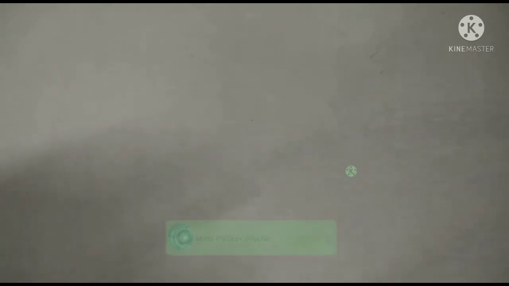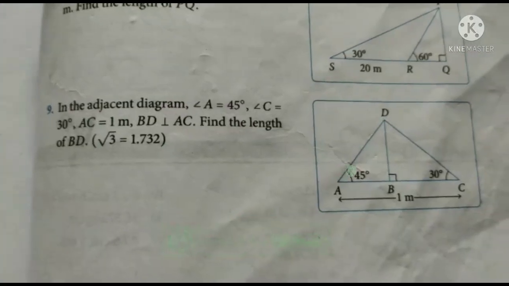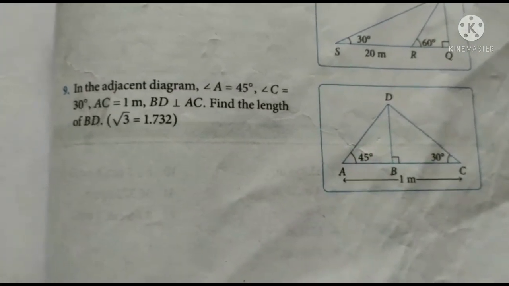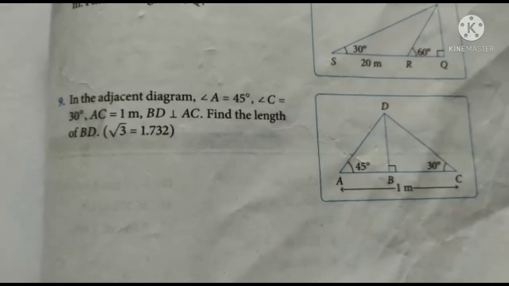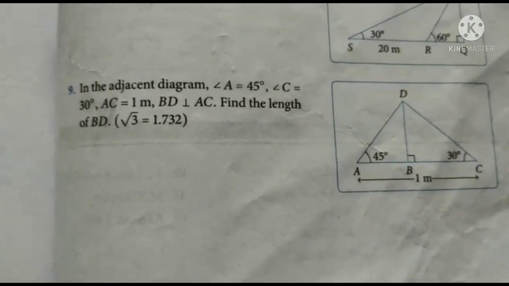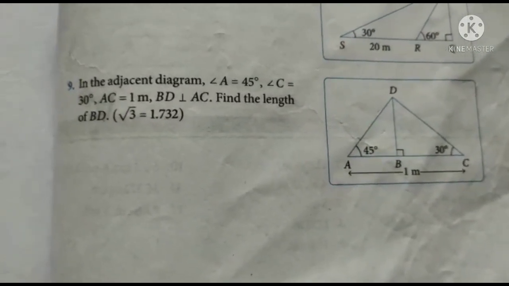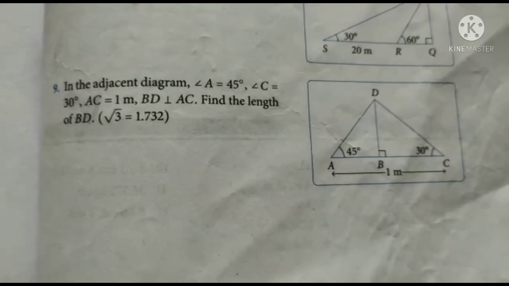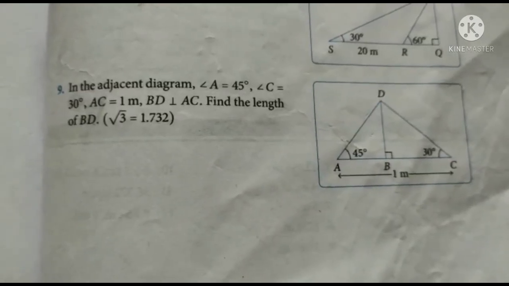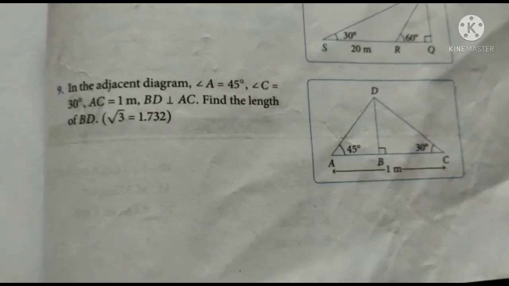So today we will start from question number 9. Let's see what question number 9 tells. In question number 9, it is told that in the adjacent diagram, that means the diagram you can see on your left hand side, angle A is given 45 degree, angle C is given 30 degree, and the length of AC is given 1 meter. AB and BC we don't know, but the total length of AC we know.